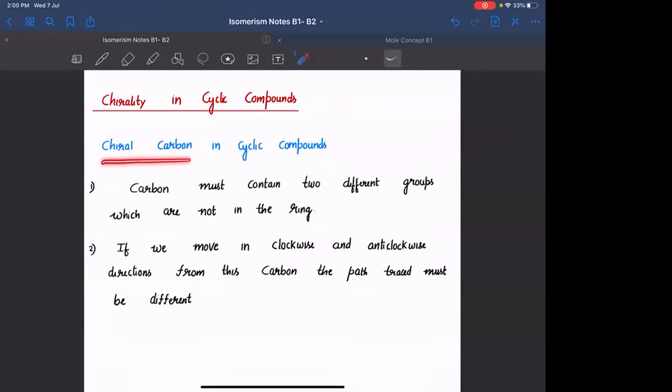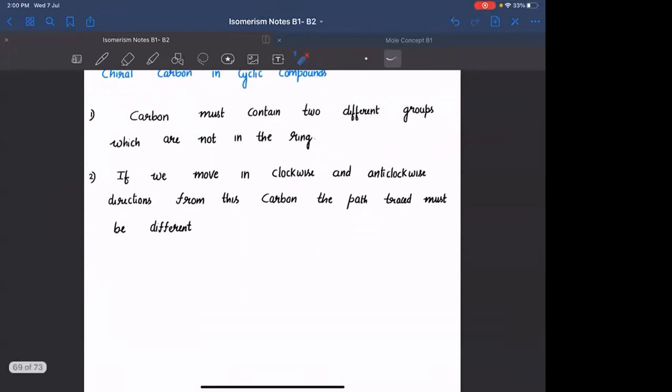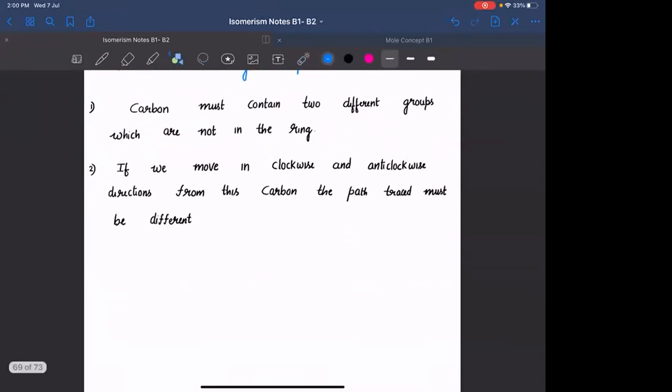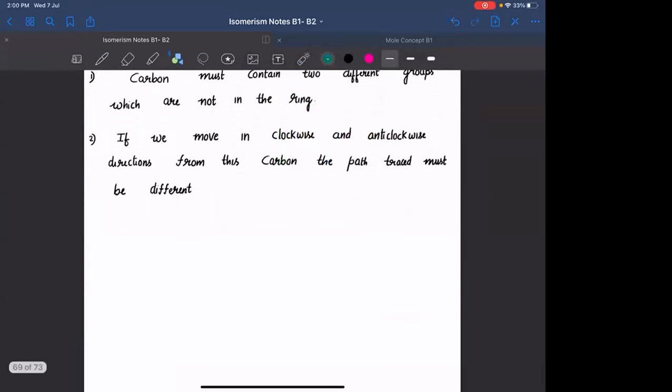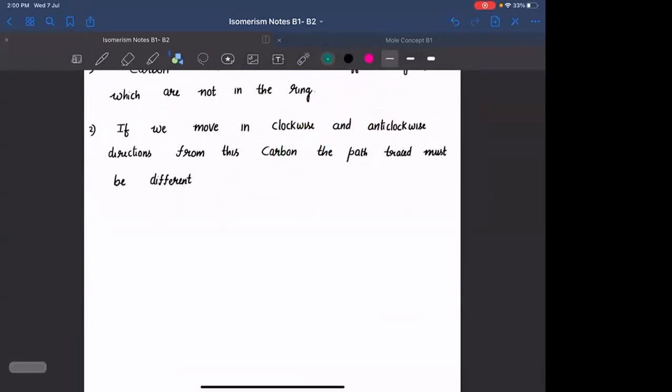Chiral carbon in cyclic compounds. Let us try to identify a chiral carbon in a cyclic compound. Read the first point. The carbon must contain 2 different groups which are not in the ring. मतलब क्या है? Suppose I take this particular molecule, cyclohexane. Let us try to identify if it is having a chiral carbon or not.